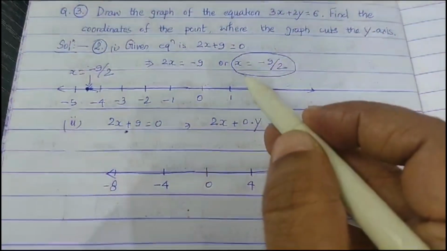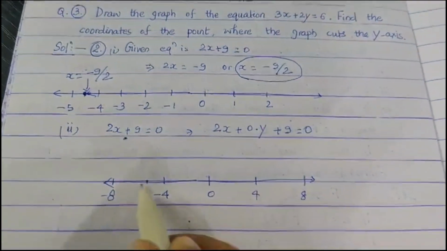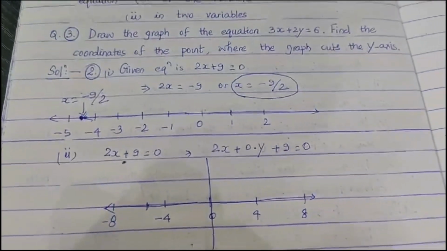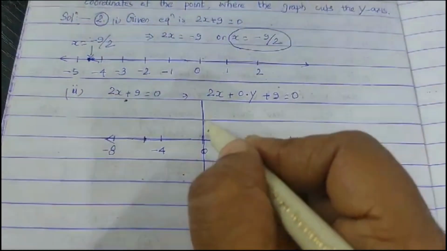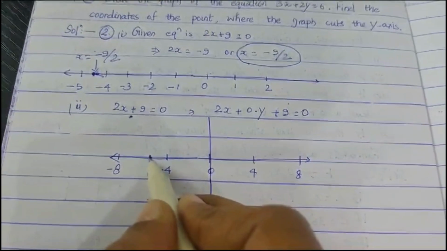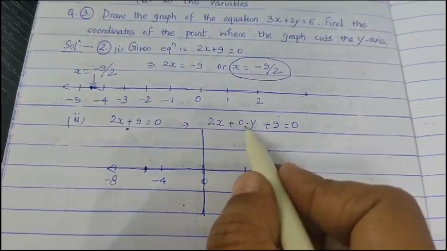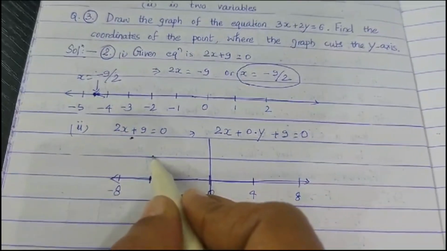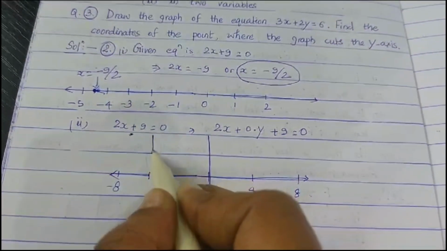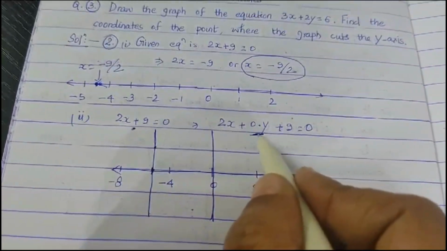The value which we have is x equal to minus 9 by 2. Let us suppose it is here, minus 9 by 2. This is the y coordinate, y axis, and this is x axis. So minus 9 by 2 is here. Since y, whatever value we give to y, it will become 0. Let us suppose we take one point here. This x coordinate is always minus 9 by 2, but y coordinate may change because we have y as 0.